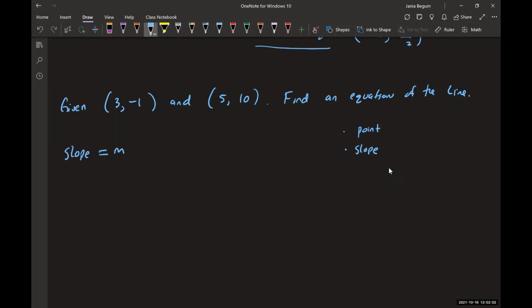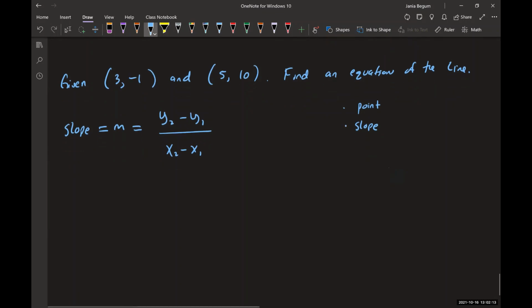Slope, we write it as m. m is equal to y2 minus y1 over x2 minus x1. And then we select our points and label them. So let's call the first one x1, y1, second one x2, y2, and just plug them in. So we have 10 minus -1 over 5 minus 3. That will give us 11 over 2, and that is your slope.